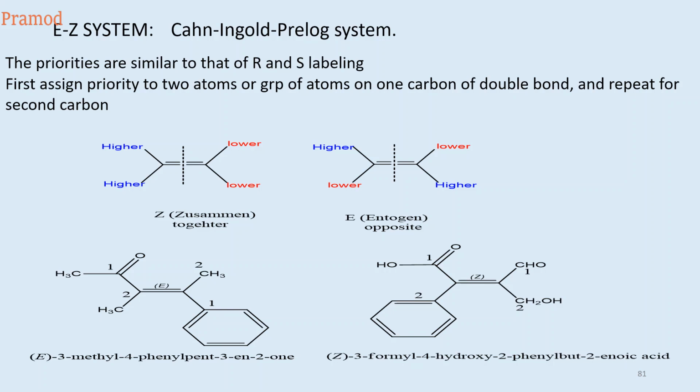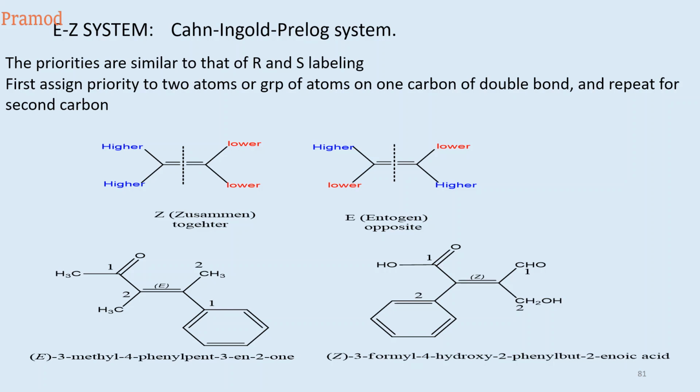First, assign the priority. Take the double bond, look at the substitutions, and give the priority first. You know how to give the priority according to atomic number. Then, if it is an isotope, you look at the mass number. If it is a multiple bond, you should convert it into an equivalent number of single bonds. So these are the ways in which you give the priorities.